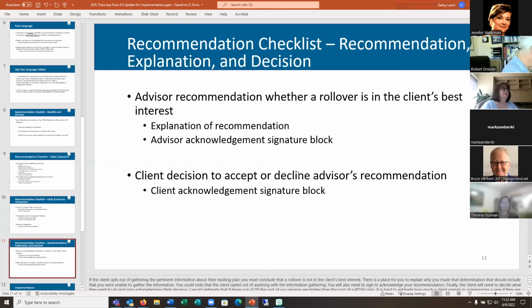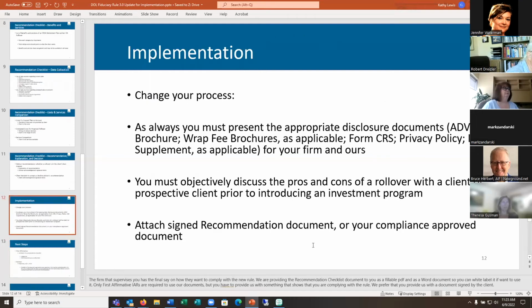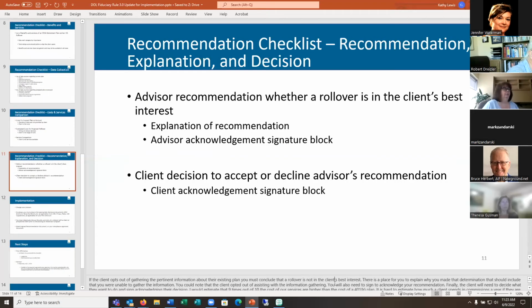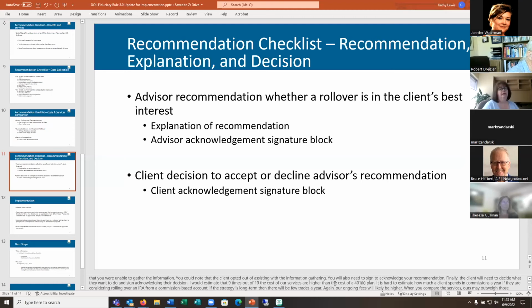If they say, you have said it's not in my best interest, but I want to move forward with you anyway, you should do that. In the advisor recommendation section, there's an area where you can explain why you made the recommendation that you made. And that can include that you didn't have all the information available to you. You could even say that the client didn't want to provide the information to you. So as long as there's some kind of explanation there, that will help the SEC or whoever's looking at the document determine why you made the decision that you made.